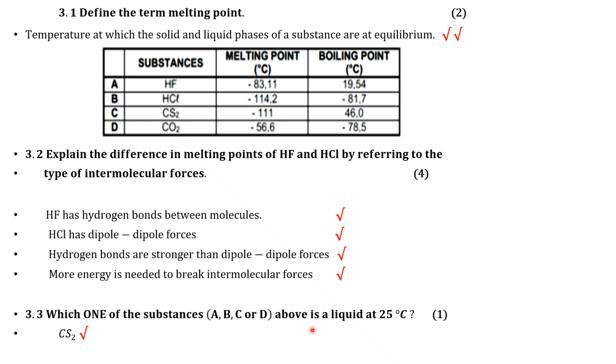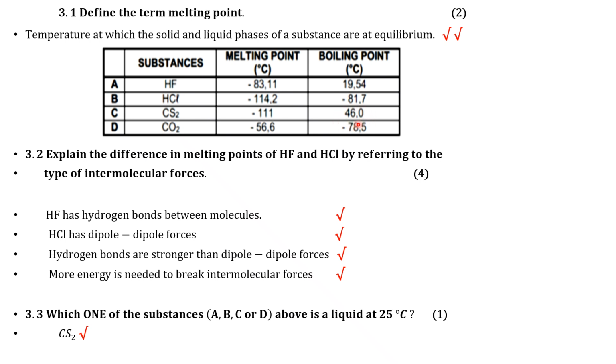Which of these substances above is a liquid at 25 degrees Celsius? So CS2, it's melted at minus 111 degrees. That one is also melted at minus 56,6. That one minus 114, minus 83. However, HF is already a gas at 19,57. Alright, so yeah, you can actually say HCl or CO2. This one, okay, that's gas. So the only one here is CS2.